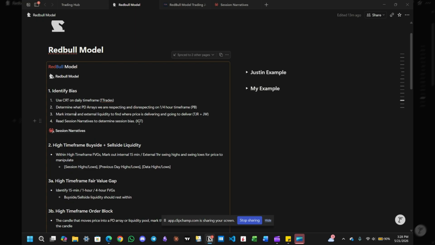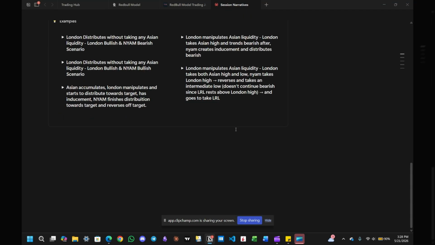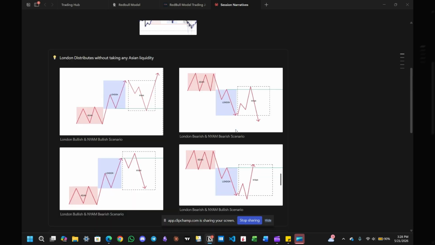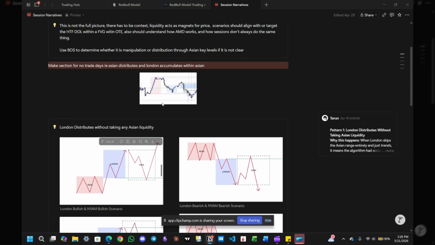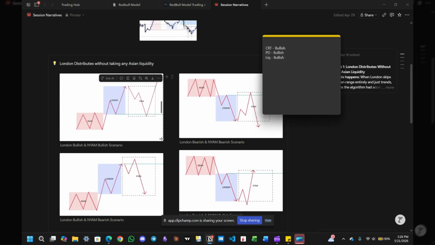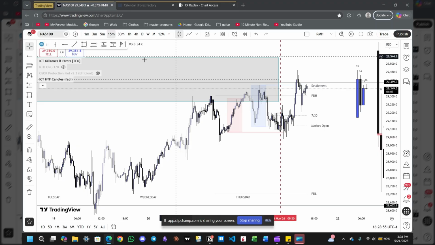Reading session narratives to determine your bias. This is like ICT concepts. So I have this whole doc. Let this load. It pretty much maps out, to some degree of accuracy, I think like 70% accurate in my opinion, what price will do based on what the sessions do. So let's go into the charts.